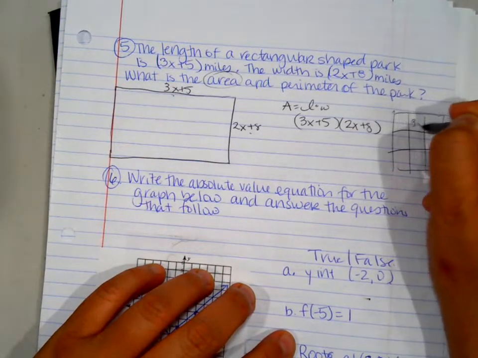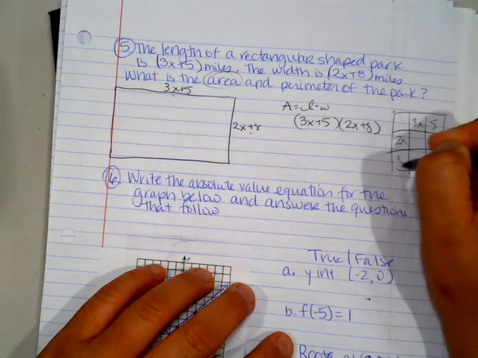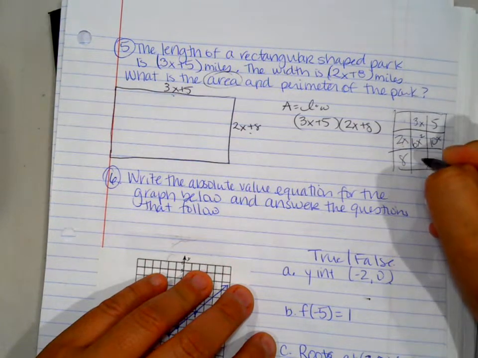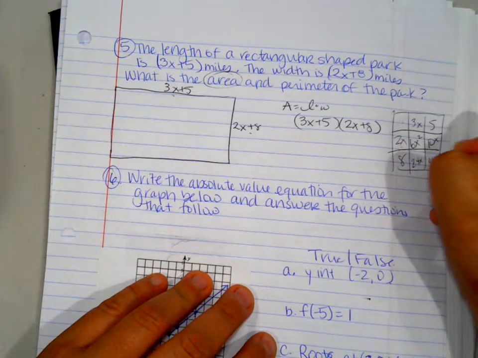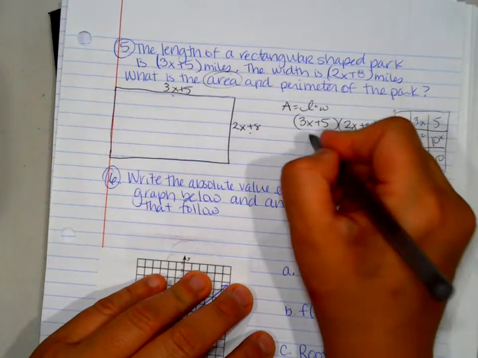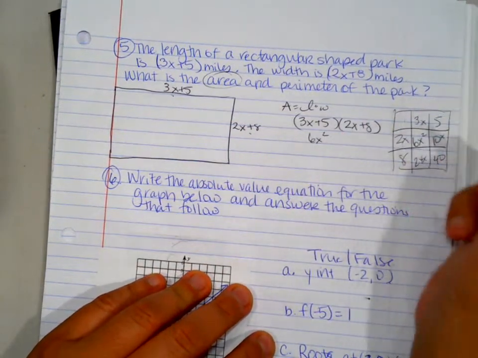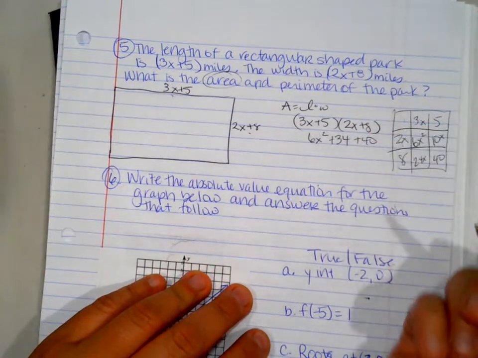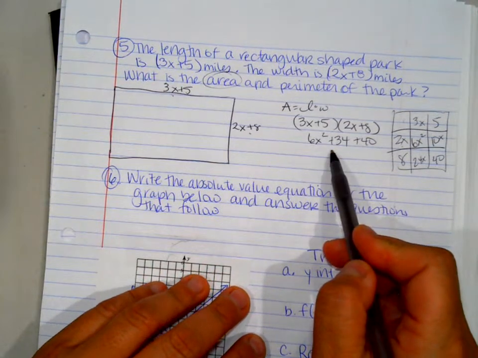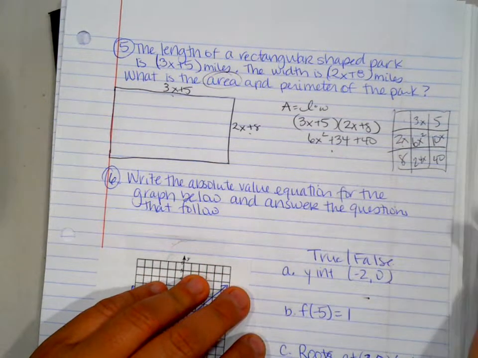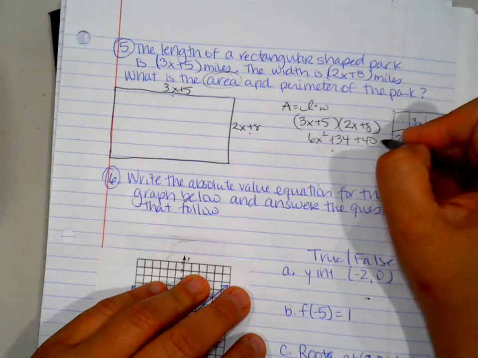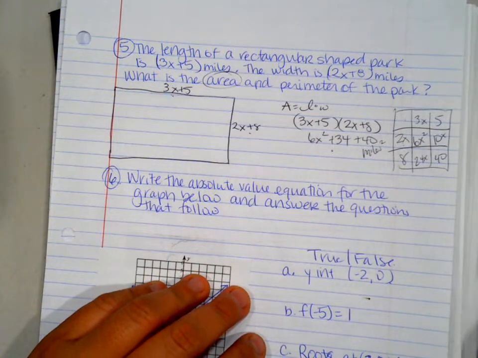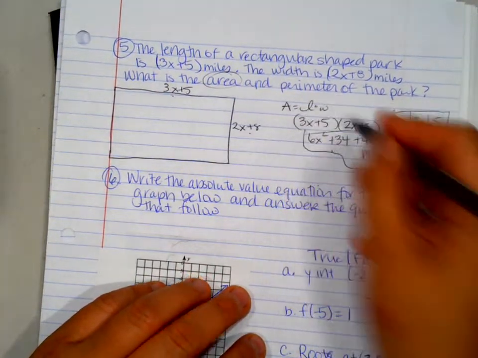I've got 3x and 5, 2x and 8. Here we go. 6x squared, 10x, 24x, and 40. So I've got 6x squared plus 34x plus 40. Okay, and that's how you leave your answer. Okay, it's this, and then it's in miles, so that would be square miles. Okay, there's your area. Area is length times width.